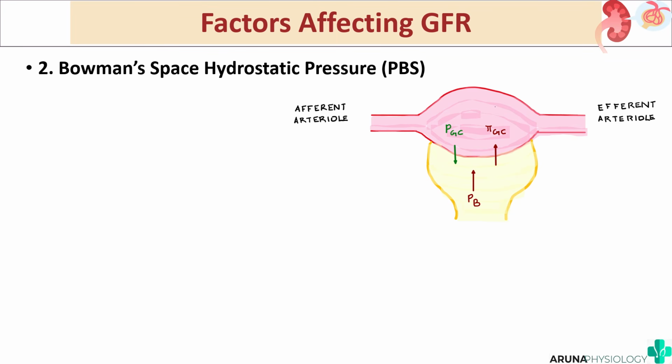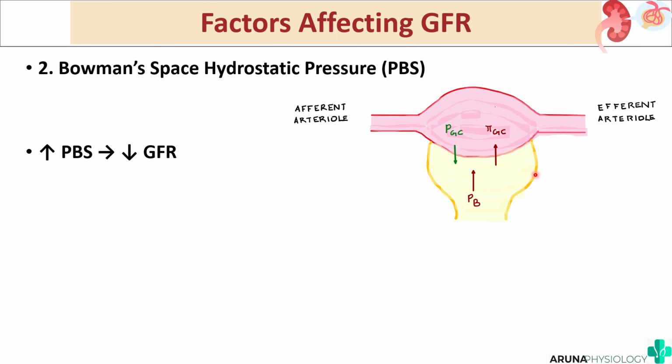The first one is the Bowman space hydrostatic pressure. We know that the Bowman space hydrostatic pressure opposes filtration. So what will happen if the Bowman space hydrostatic pressure is more? It is going to decrease the GFR.